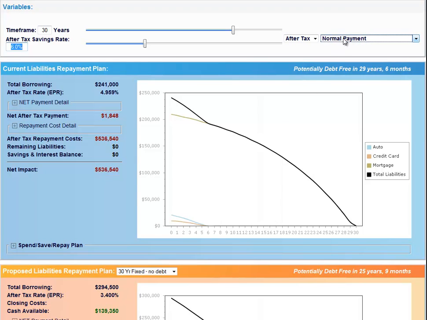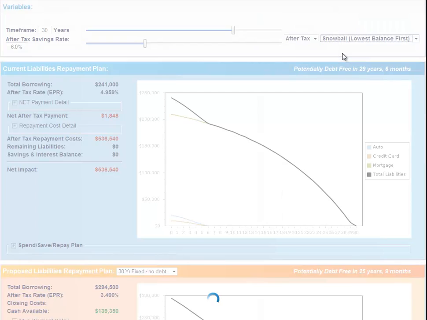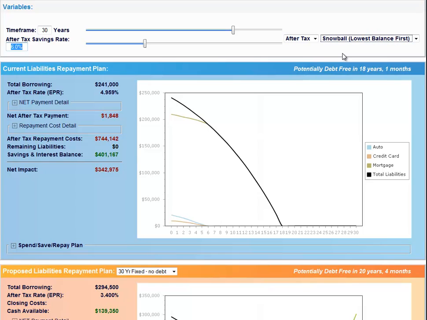And there are other strategies, and these strategies are addressed more directly in other materials, but snowball lowest balance first, snowball highest balance first. So if I click snowball lowest balance first, it's going to assume that as each liability is paid off, the cash flow from that liability is going to be applied towards the next lowest balance. So in this case, once the credit cards are paid off, because it's going to be paid off first, that monthly payment would get applied towards auto. Once the auto is paid off, then the credit card and the auto payment would be applied towards the mortgage.